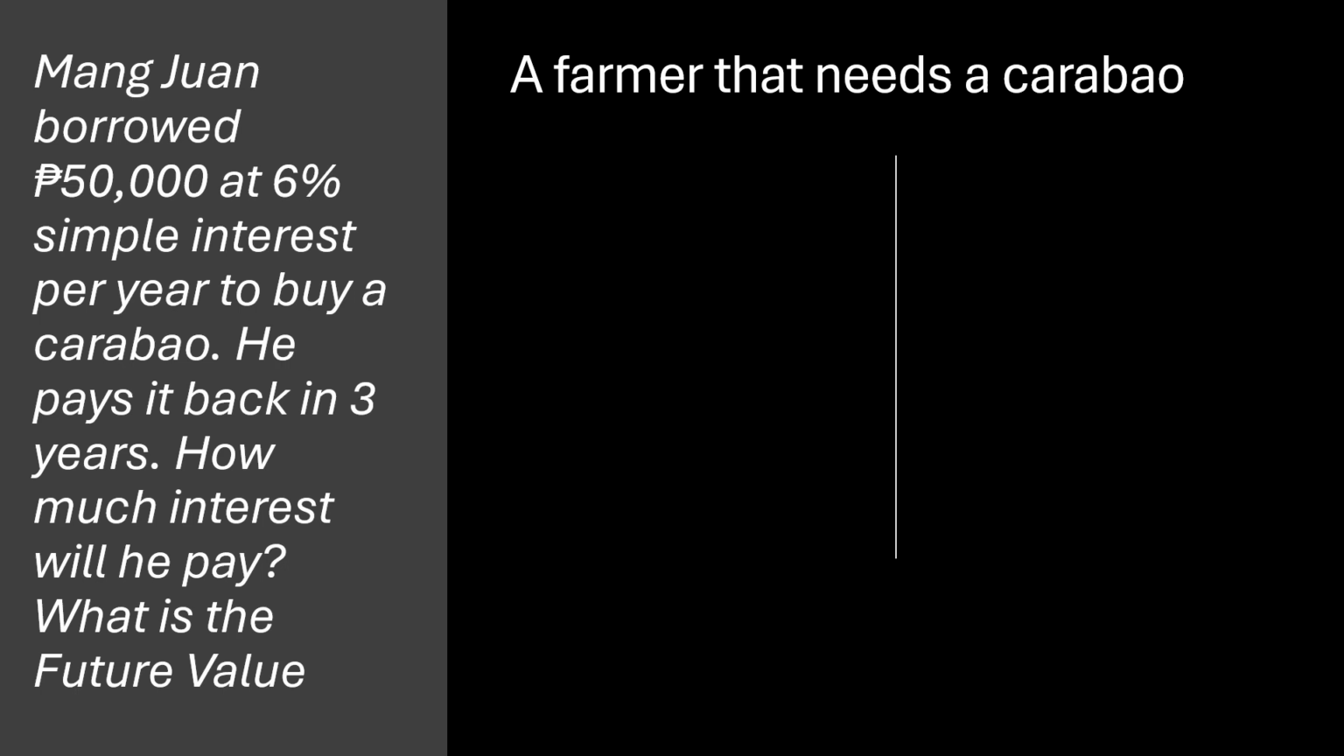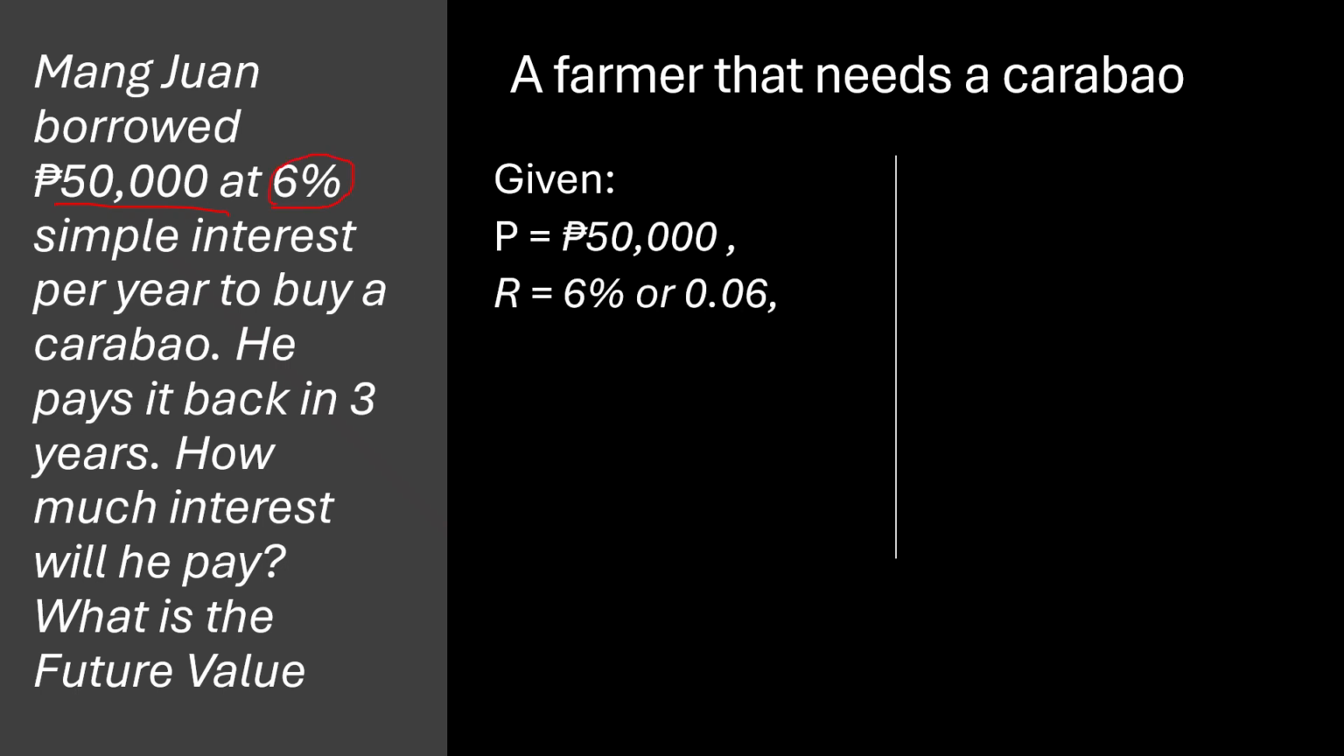Okay, let us continue answering this problem. Let us check your work with my answer. Let us begin by identifying the given. Our 50,000 pesos is our principal. The 6% is our rate of interest, and this will be converted to 0.06. Our time is 3 years. And the missing information is the interest and the future value.